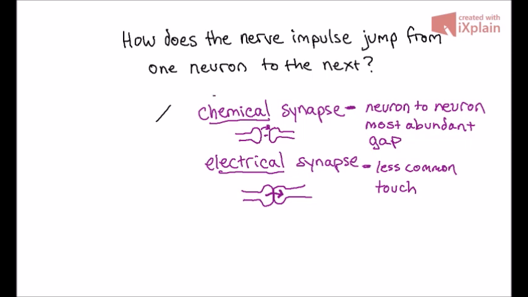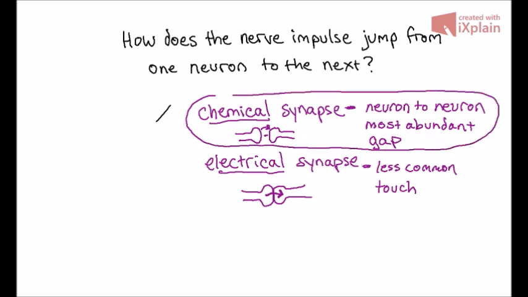And in this video, I'm going to be concentrating on the chemical synapse as an example, because I'm using the example of a neuron to neuron transmission. So that's going to be a chemical synapse. And this is the biggie. This is the one you really want to make sure you understand, because this is the most abundant anyway.